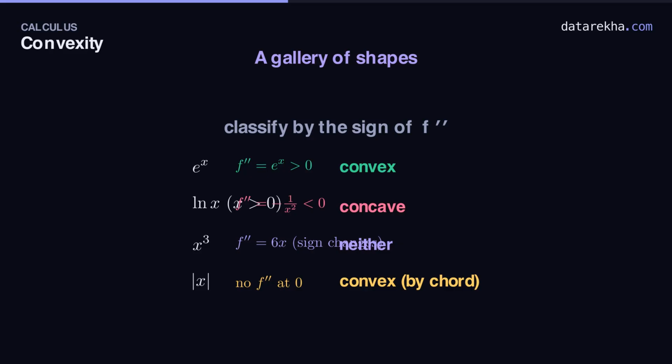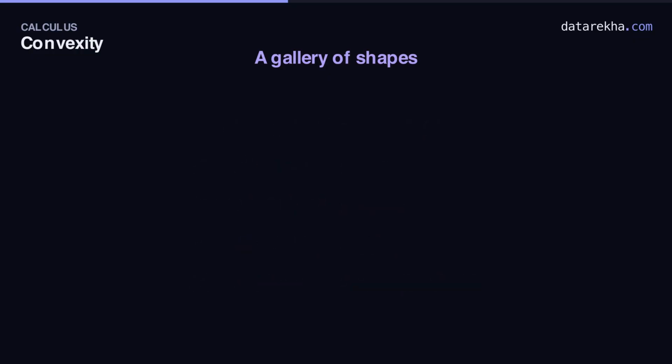And the absolute value of x. It has a sharp corner at 0, so there's no second derivative there. Yet its chords still all lie above it. So by the chord definition, it's convex. A reminder that the curvature test is only a shortcut. The chord picture is the real definition.